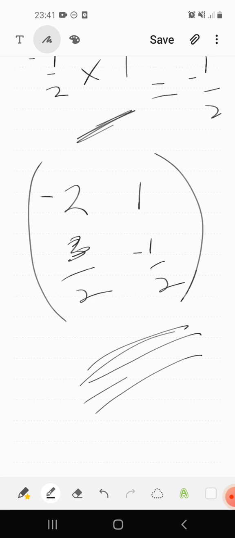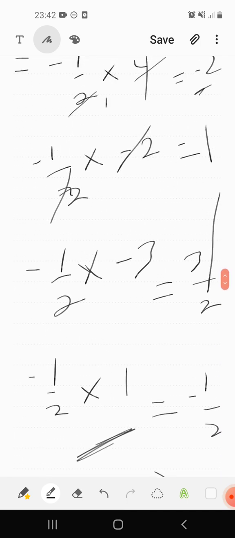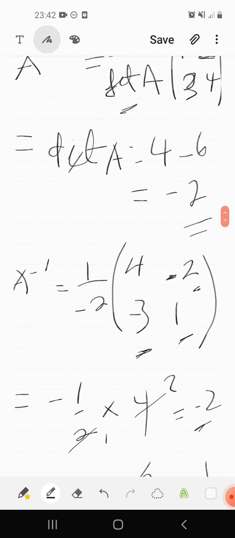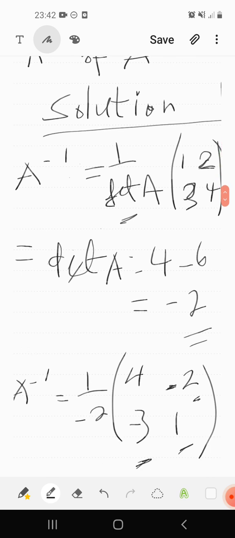Yes, so this is our final answer. Anytime you're given a matrix and asked to find its inverse, don't forget to follow this procedure. First of all, you find your determinant. After getting your determinant, you write 1 over the determinant, the answer you had, multiplying. Then you interchange the position of A and D, and negate B and C, but you maintain them in their positions.